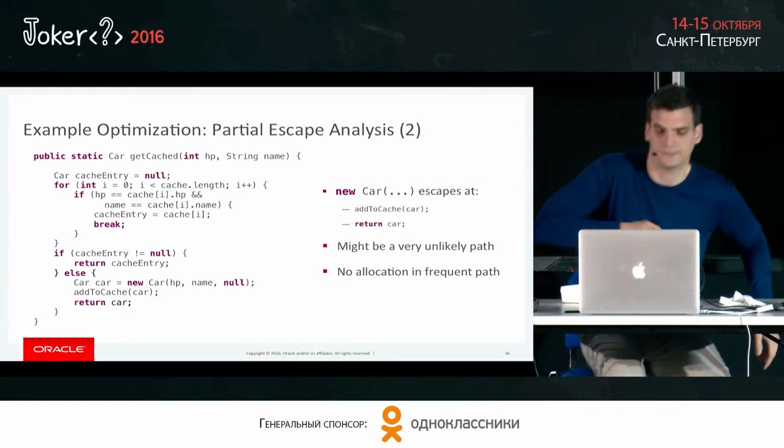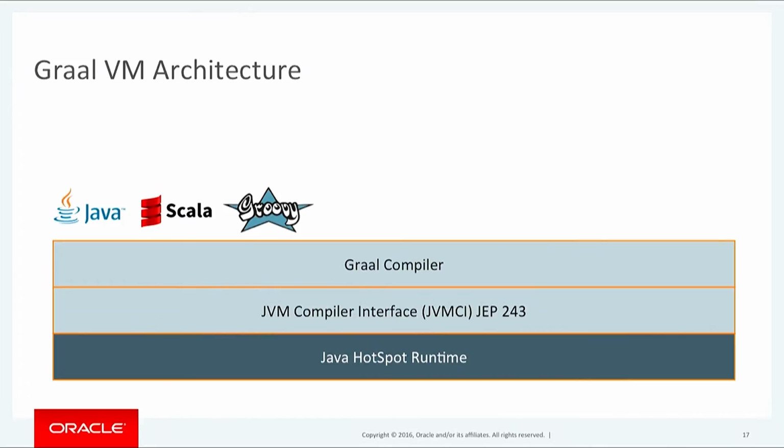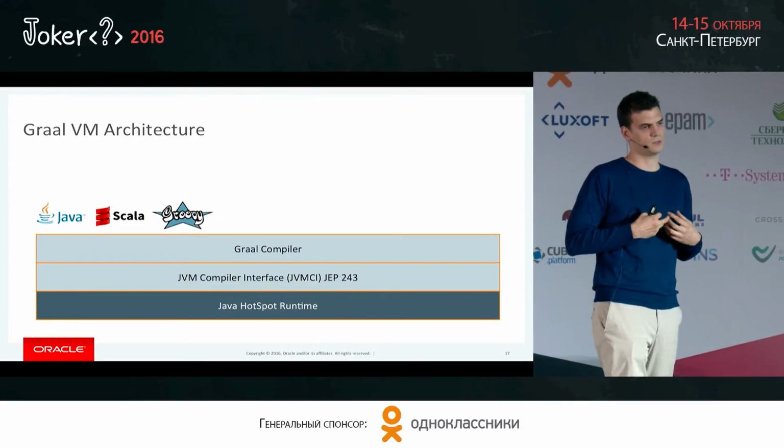Back to the presentation. Because of its flexibility, it's easy to experiment with such optimizations and add new ones. And because it's written in Java, it's also easy to build things on top of Graal, because interfacing with compilers is usually a very complicated task. Compilers move very fast, and if you try to interface directly with them, it's very complicated.